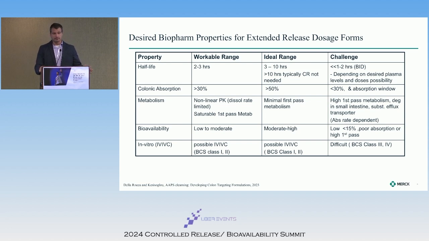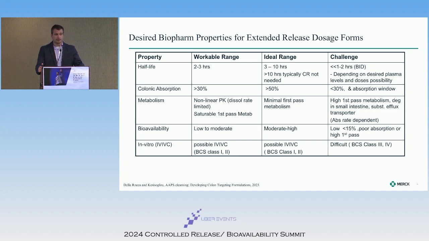Ideally, you'd like a moderate half-life for once daily. If you have a longer half-life, you probably aren't going to need modified release or certainly extended release. Certainly a workable range is 2 to 3 hours. However, it could become challenging if it's less than that if you're going for once daily administration simply because the drug's just going to get eliminated that quickly, so generating your desired plasma concentrations could be very challenging if it's being eliminated as fast or faster than the drug is being absorbed in.